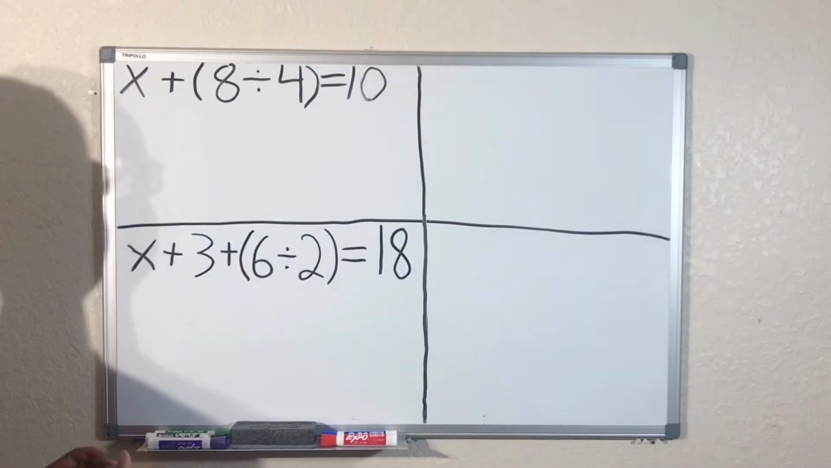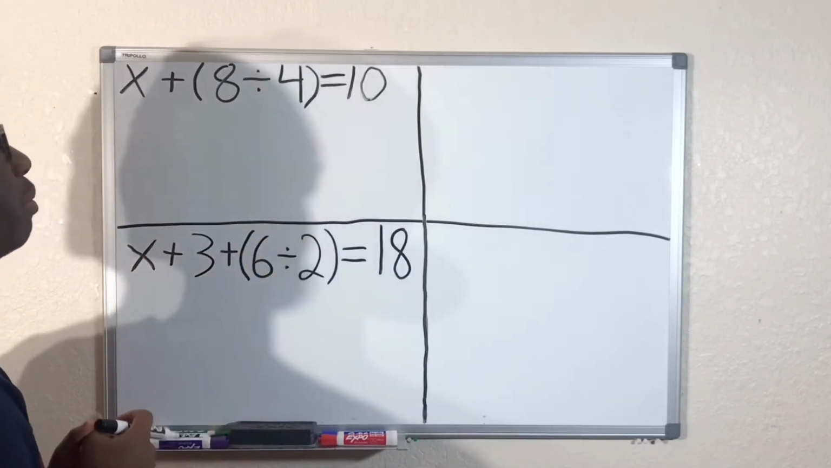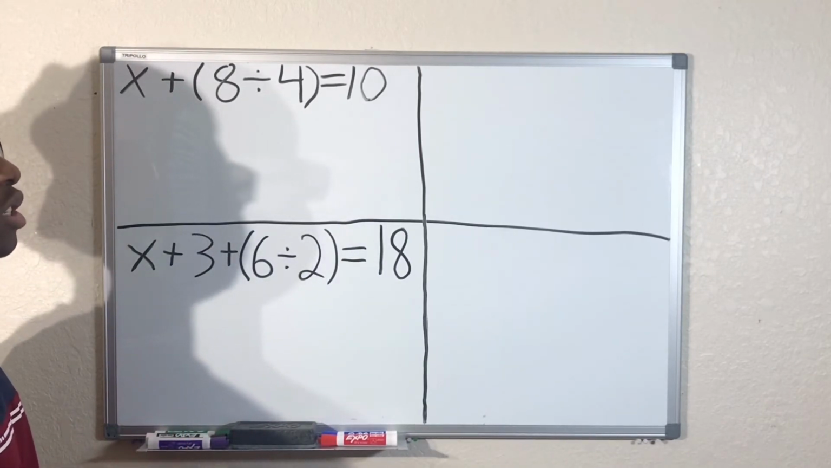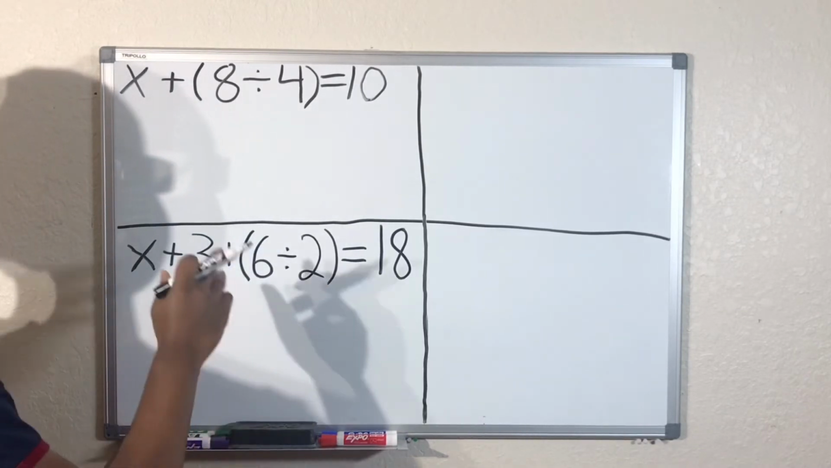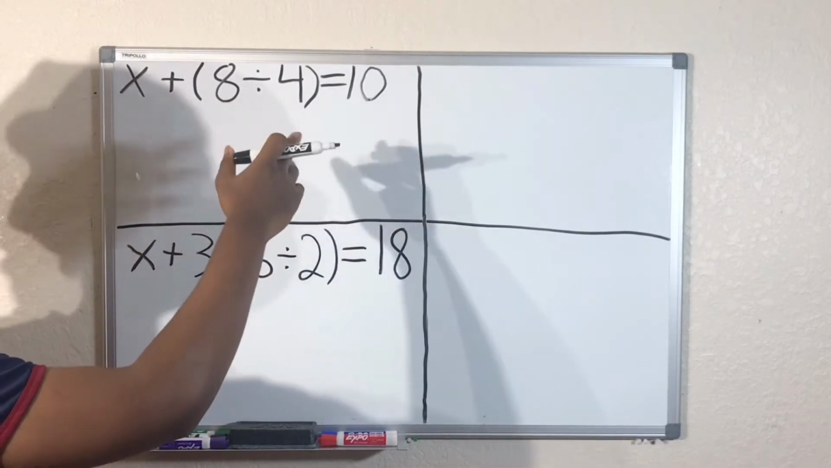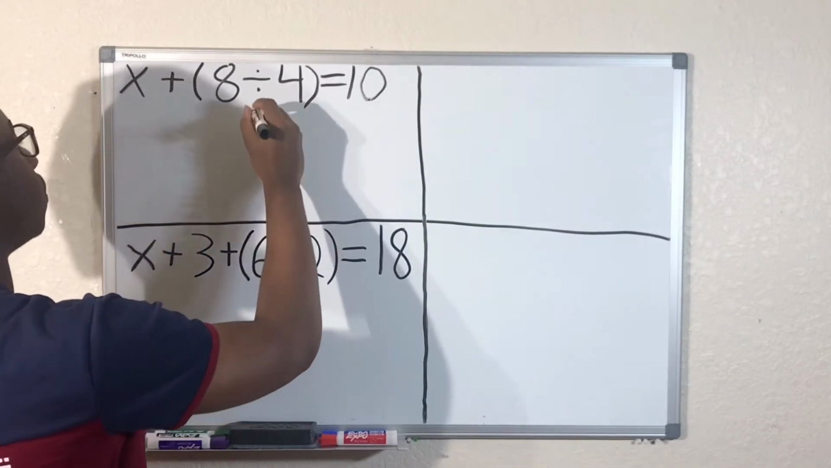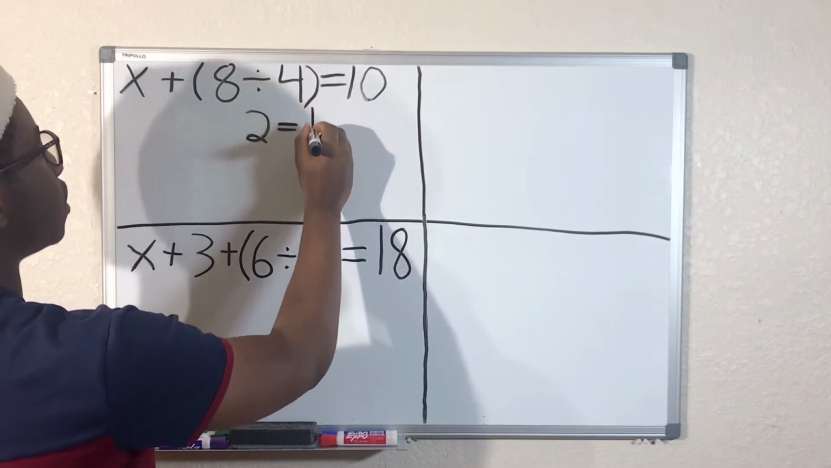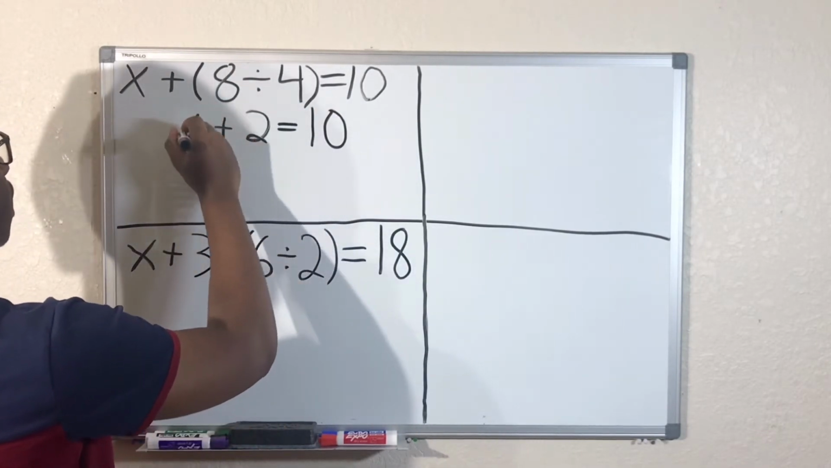So the first thing you want to do is find what goes first. So in PEMDAS, for example, we have parentheses, exponents, multiplication, division, addition, and subtraction. So the first thing we have to go for is P, parentheses. We have to find out the answer to what's inside the parentheses. So we have 8 divided by 4, which is 2. Then we bring everything else down, plus x.